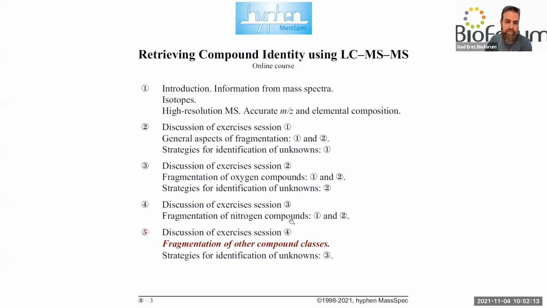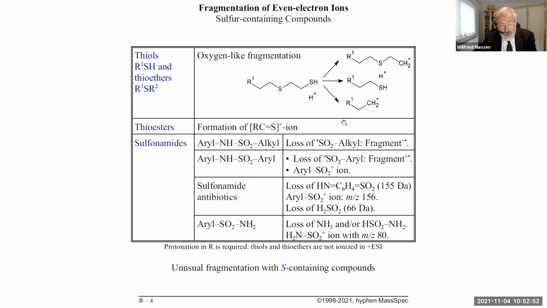Okay, not everybody is back yet, but they will soon come, I presume. So let me start with the first presentation of today after discussing the exercises. In this session, we basically look at 3 compound classes: compounds with sulfur, sulfone and sulfoxide, compounds with halogens, and compounds with nitro groups. We explore the fragmentation for these types of compounds, and we start with sulfur compounds.